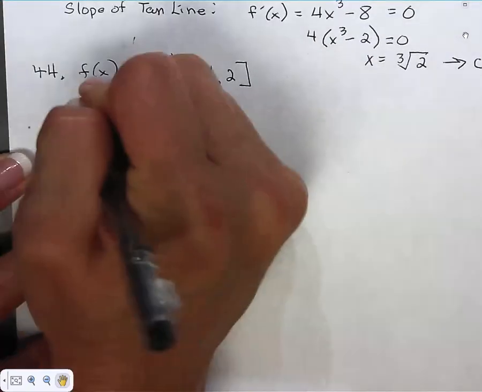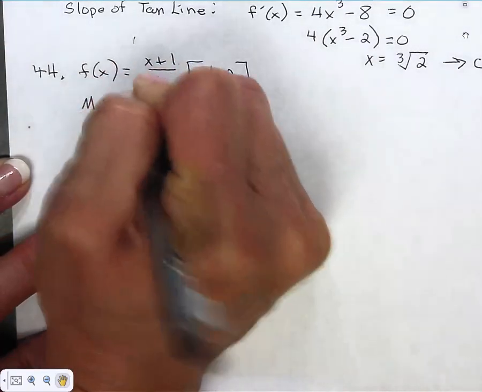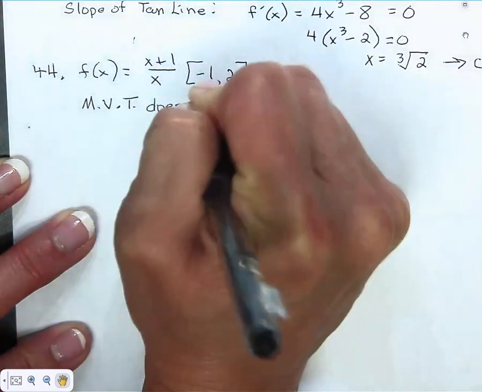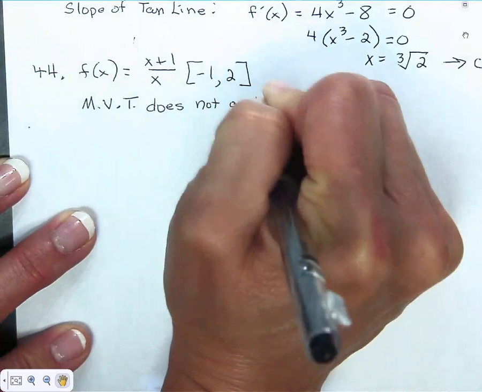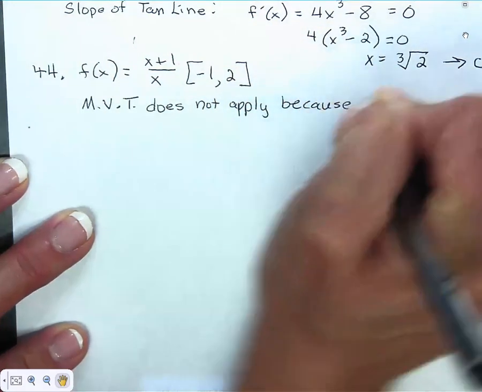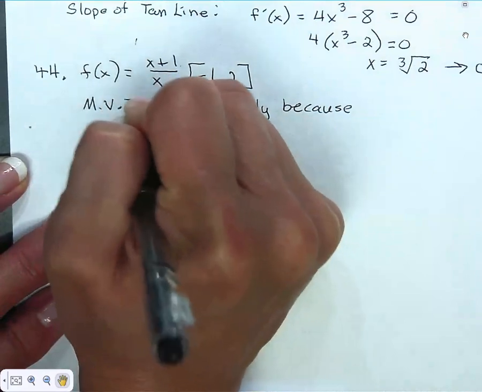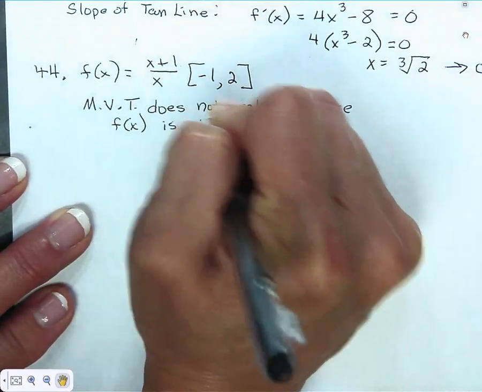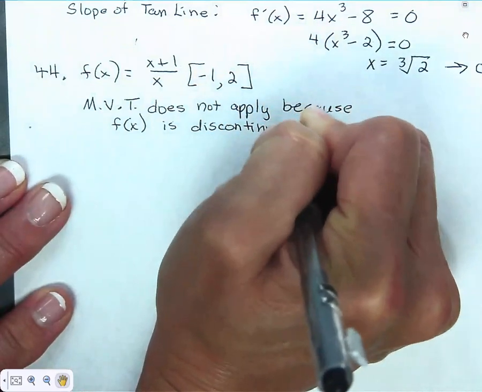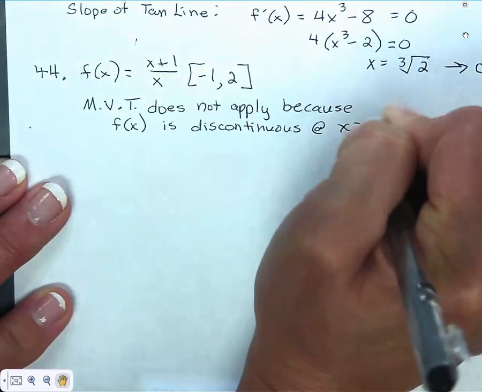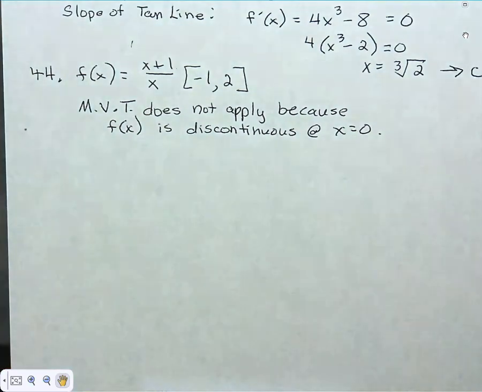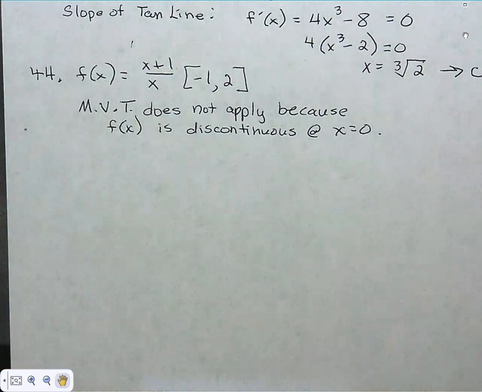So we can say the mean value theorem does not apply because f of x is discontinuous at x equals 0. Give me a different interval and the mean value theorem may apply. As long as that interval doesn't include 0, it probably does apply. But if you include the 0 in your interval, then the mean value theorem doesn't apply, so you don't have to find that value of C.